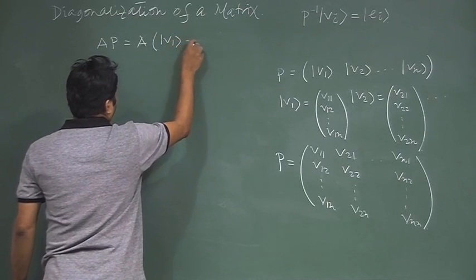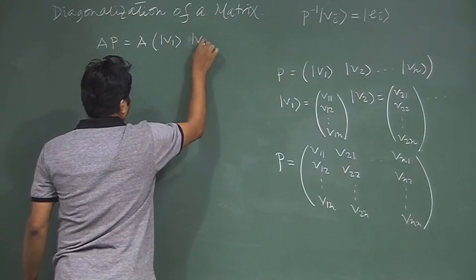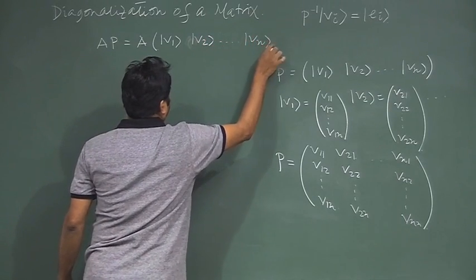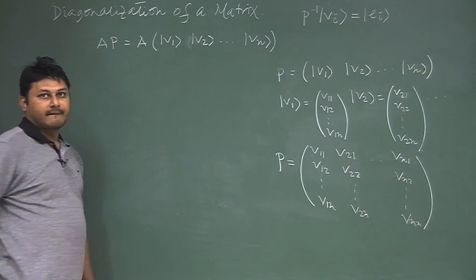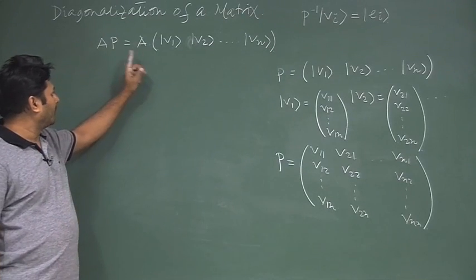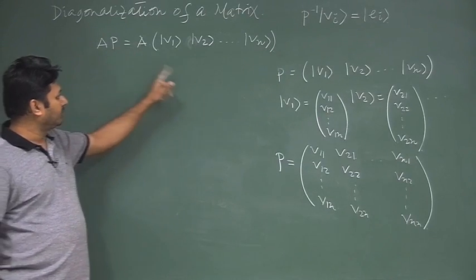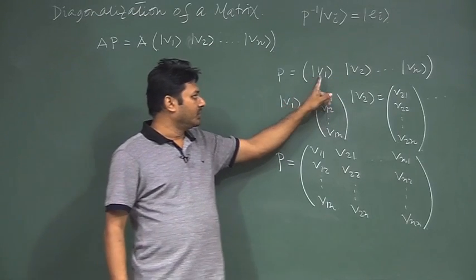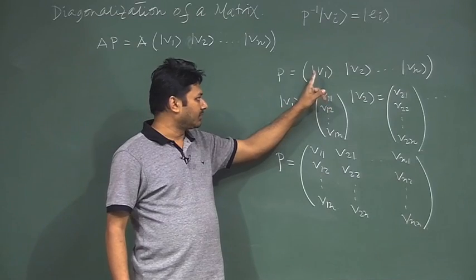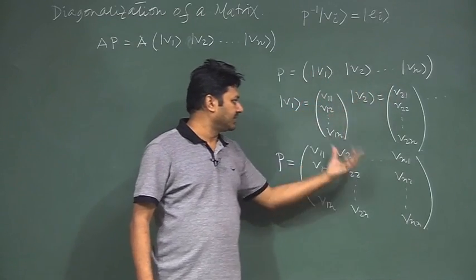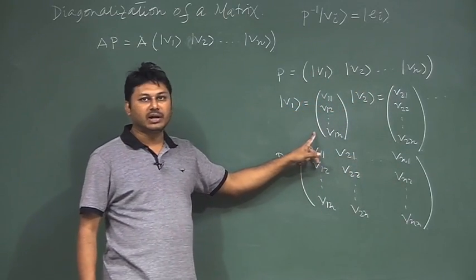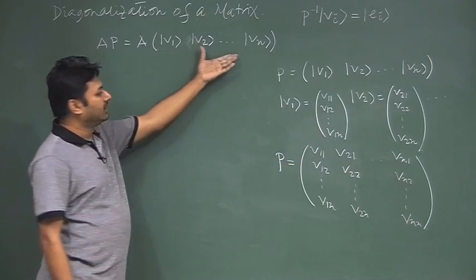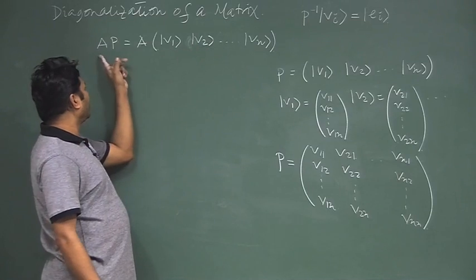V1, V2, ... Vn. Fine. So, P is a matrix which I define like this, which is a combination of all the column vectors that I have, which are the corresponding eigenvectors of A. So, I have this matrix in my hand. Now, I operate A over P.